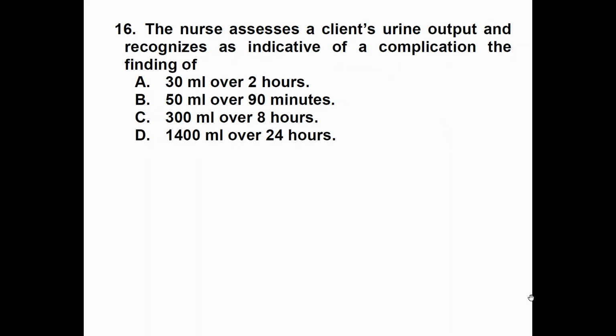16 is next. The nurse assesses a client's urine output and recognizes what is indicative of a complication. The finding of 30 ml over 2 hours, 50 ml over 90 minutes, 30 ml over 8 hours, or 1400 ml over 24 hours. Of course, an output of 30 ml or less every 2 hours is indicative of a complication. But in this case, there's no complication at all. 16 is alpha.